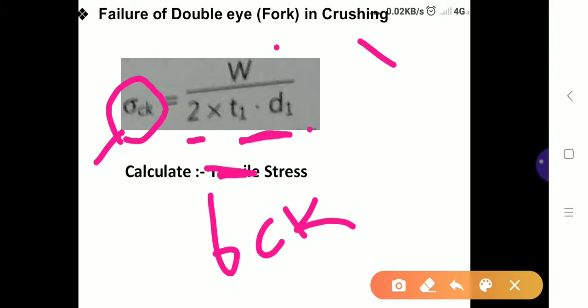If it is within limit, then design is safe. If it is out of the limit, then we need to modify the dimension. It will be either thickness or diameter.